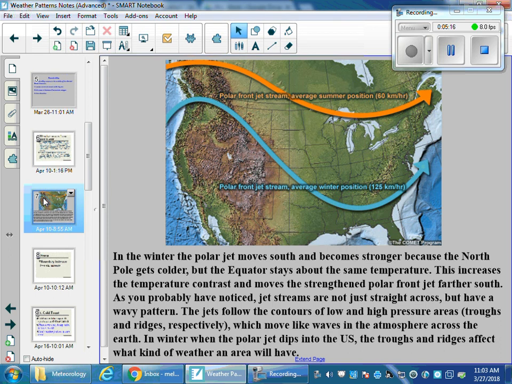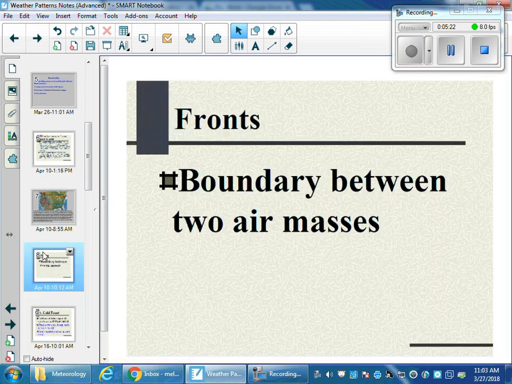So the jet stream actually moves depending on winter and summer in a lot of different areas, which impacts our weather a lot. Fronts. This is where we get different types of weather. It has to do a lot with fronts. So fronts are just the boundary between two air masses. It's where they meet each other. And there are 4 different types of fronts that we are going to talk about.